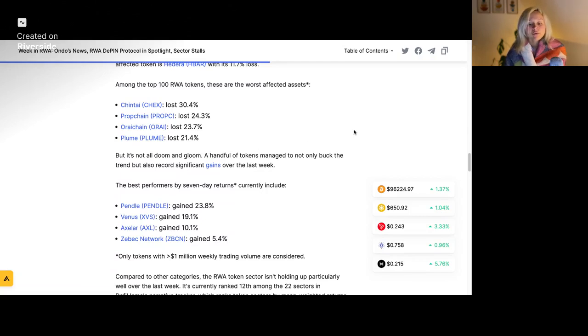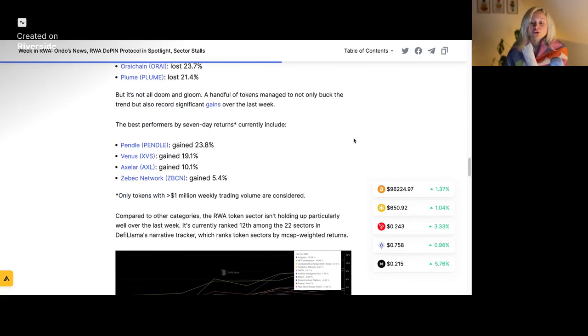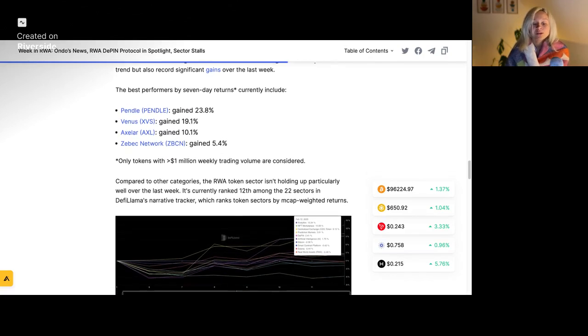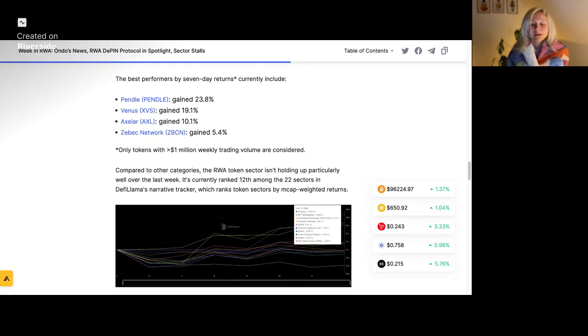A handful of tokens managed to not only buck the trend but also record significant gains over the last week. The best performers by 7-day returns include Pendle, which gained 23.8%, XVS Venus gained 19.1%, AXL gained 10.1%, and ZBCN gained 5.4%. Only tokens with 1 million weekly trading volume are considered.